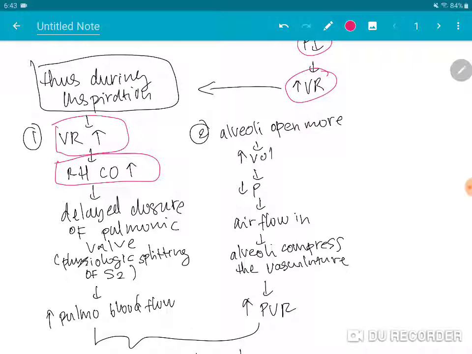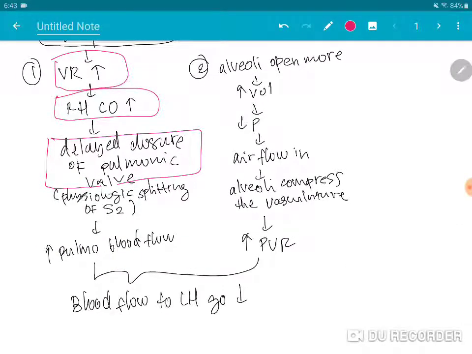Because you have more volume in the right heart, that means the blood that has to go to the pulmonary circulation will be more. That's why you have a delayed closure of the pulmonary valve, right? This actually creates the physiologic splitting of the S2. And because of the more volume from the right heart, the blood flow in the pulmonary circulation will be increased. Okay, this is what happens. This is the thing that happens during inspiration, number one.